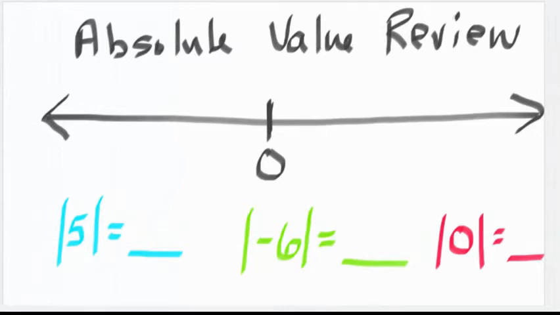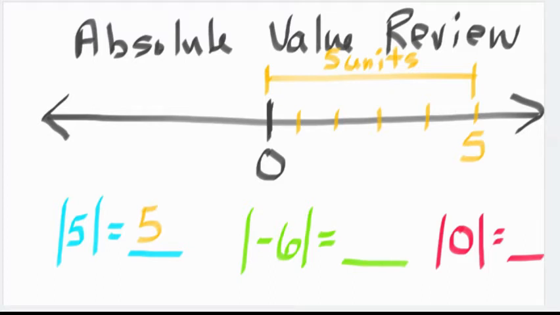So let's first review what an absolute value is. If you recall, the absolute value of a number measures its distance from zero. So when we see the absolute value of 5, that means how far away is 5 from 0, and we think about it on the number line. So 5 is to the right, 1, 2, 3, 4, 5, and it is a distance of 5 away, 5 units. That is what the absolute value of 5 is equal to.